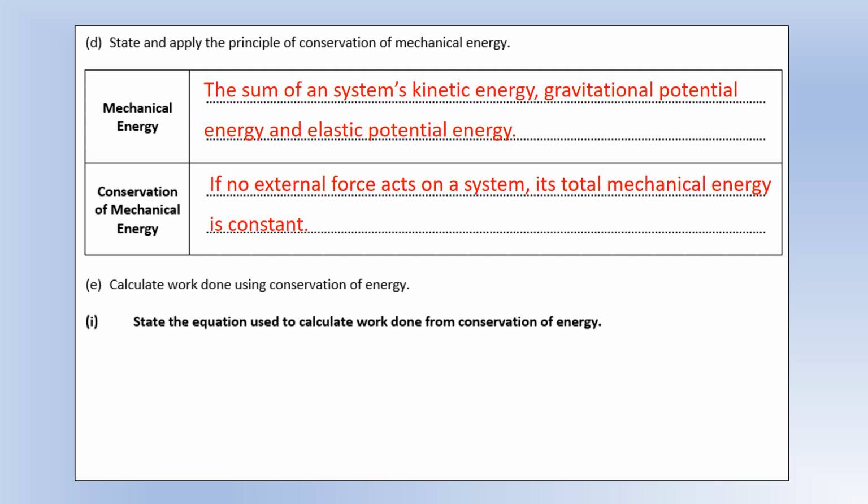The mathematical way to model conservation of energy or mechanical energy is usually in the form of this equation here. The work done is equal to the change in kinetic energy plus the change in GP plus the change in elastic potential energy, and those will be equal to 0 if there's no external force.